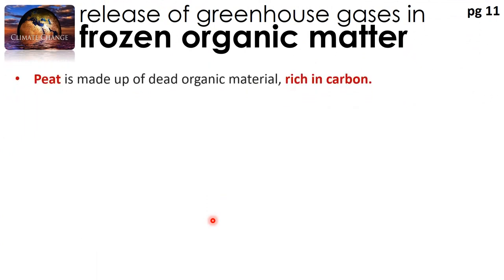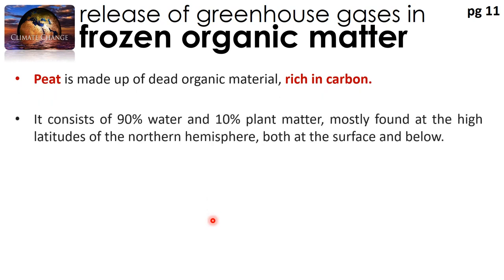Now, peat is made up of dead organic material. It is also rich in carbon. It consists of 90% water and 10% plant matter. It is mostly found at high latitudes of the northern hemisphere, both at the surface and below. But peat is also very common in tropical lands as well. For instance, the soil in Indonesia is largely made up of peat, containing a lot of dead organic material rich in carbon.